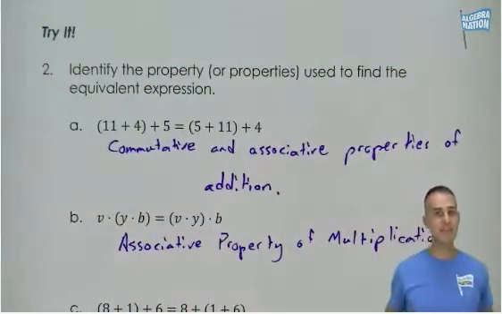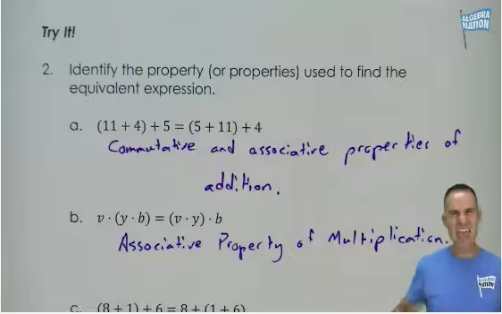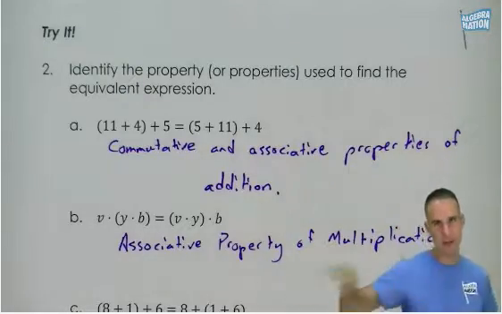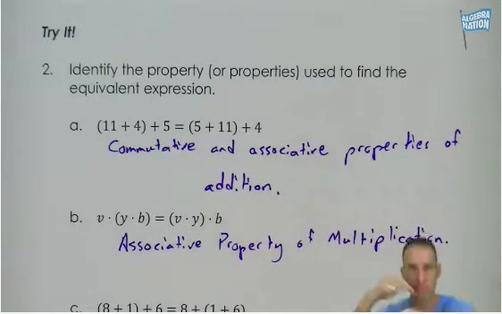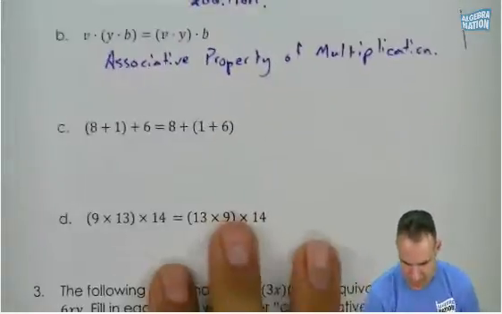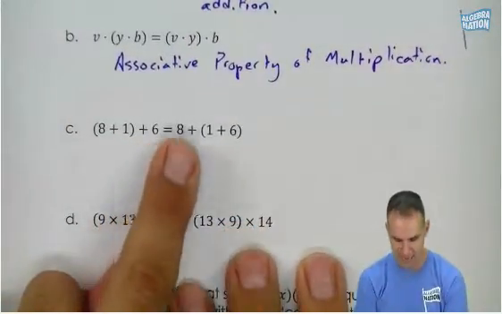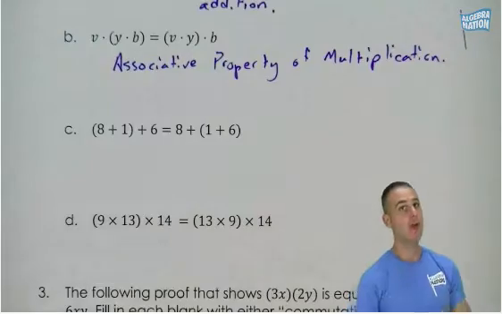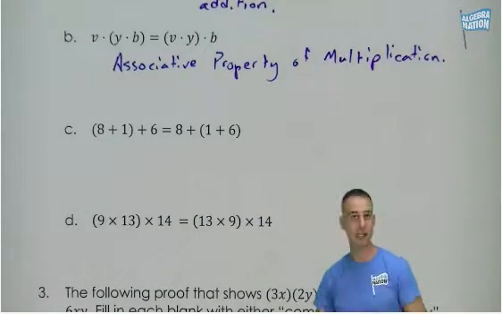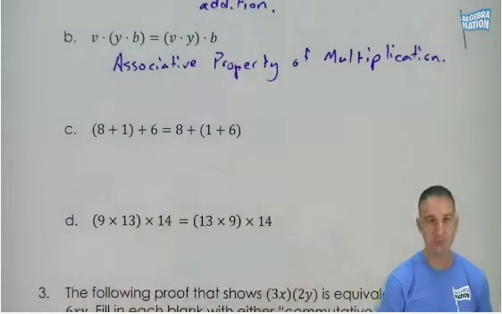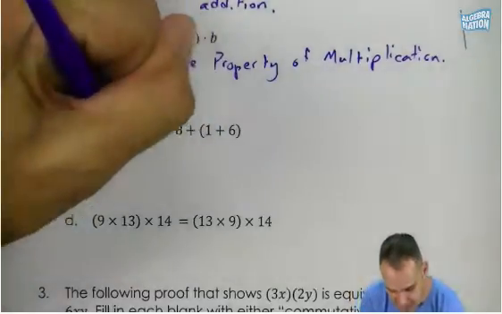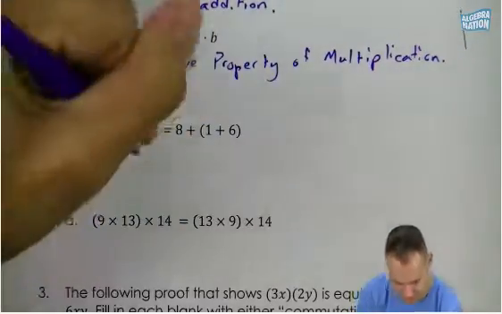Write out everything, and you remember better. The whole word: associative property of multiplication. 8 plus 1 plus 6, 8 plus 1 plus 6. The order of the numbers did not change, but the parentheses got regrouped. So this is the associative property again of addition.